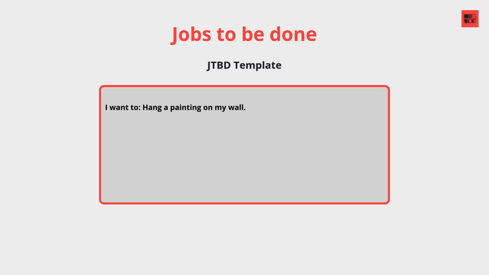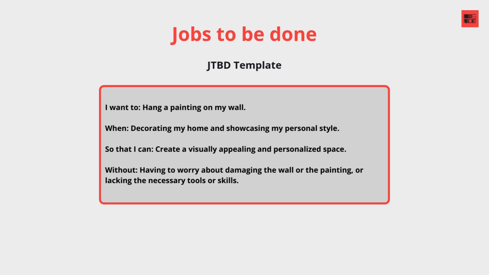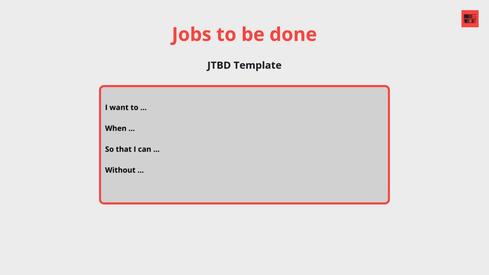Some people have put these 4 stages into a template that you can use to create a job to be done description. Let's look at a potential case. I want to hang a painting on my wall when decorating my home and showcasing my personal style, so that I can create a visually appealing and personalized space without having to worry about damaging the wall or painting, or lacking the necessary tools or skills. So here you can see that there are 4 sentences that you have to fulfill in order to define those 4 stages: I want to, when, so that I can, without.